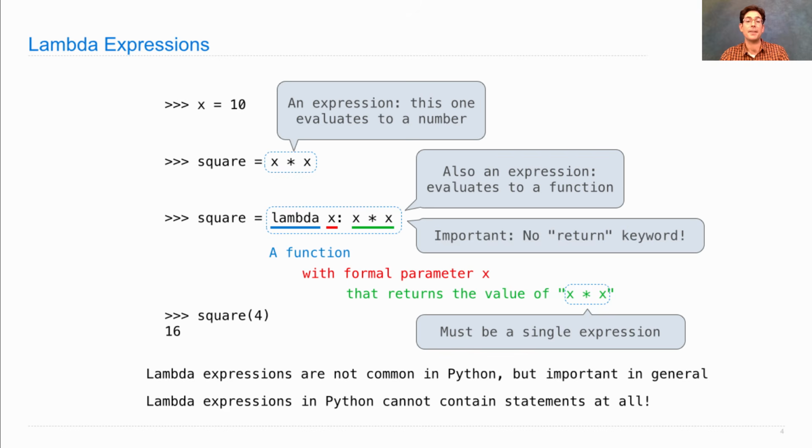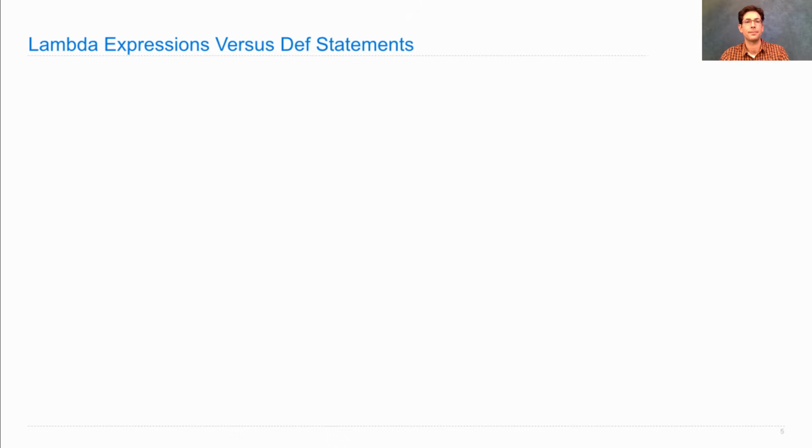Lambda expressions in Python cannot contain statements, and so they are limited relative to their close cousin, the def statement. So just be aware that if you want to put a while statement inside the body of a function, you can't use lambda. You have to use def. What else is different between a lambda expression versus a def statement? Well, let's figure it out.